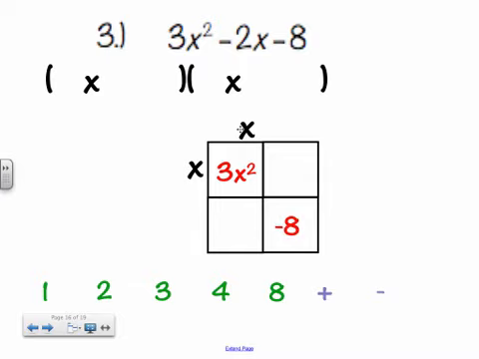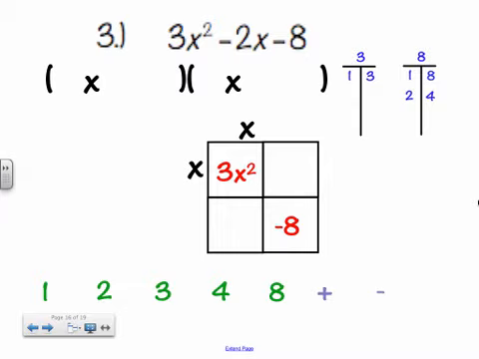So this multiplied by this has to give me 3x squared, and then whatever terms I put on top of this box right here and this box right here also have to multiply out to give me negative 8. So what I'm going to do is list out all the possible factors of 3, but that's easy because the only factors of 3 are just 3 and 1. And then I'm going to do the same thing for 8, all possible factors of 8. That's also easy because the factors of 8 are just 1 and 8, and 2 and 4. That's it.